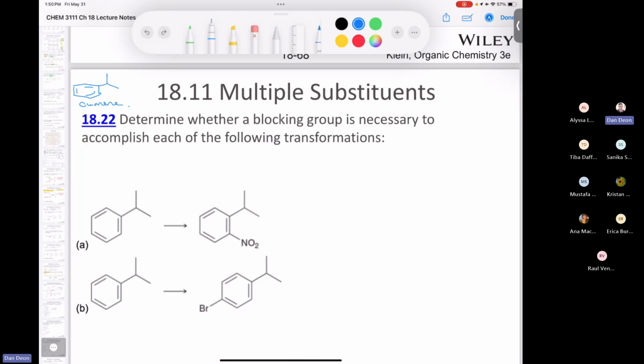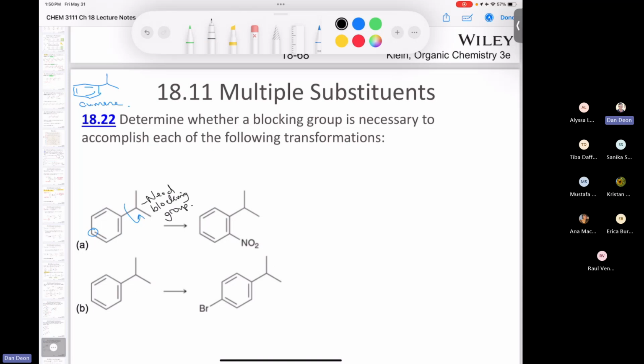Anyhow, so we know that the isopropyl group is a weak activator, and it activates to the ortho positions and to the para position, but we know that it's going to activate more to the para position. Why? Because of steric hindrance, right? This is a big alkyl group. And so if we want to put a nitro group ortho to the isopropyl group, what does that mean? It means we have to install a blocking group, right? And our blocking group is always going to be a sulfonic acid. So let's put here, we need a blocking group.